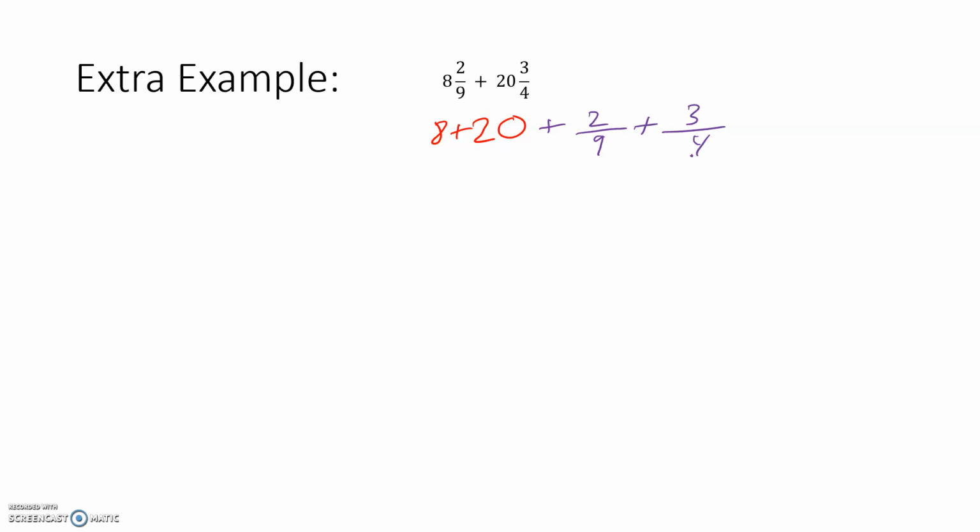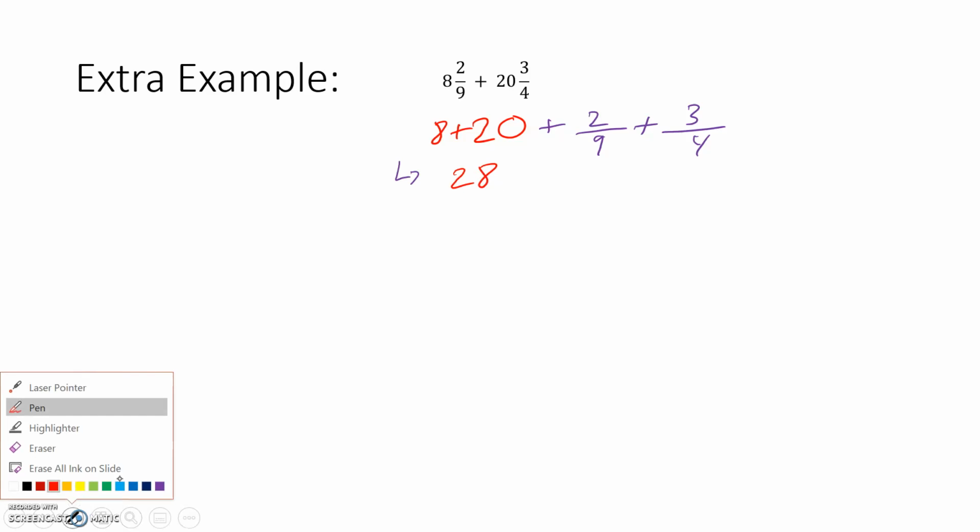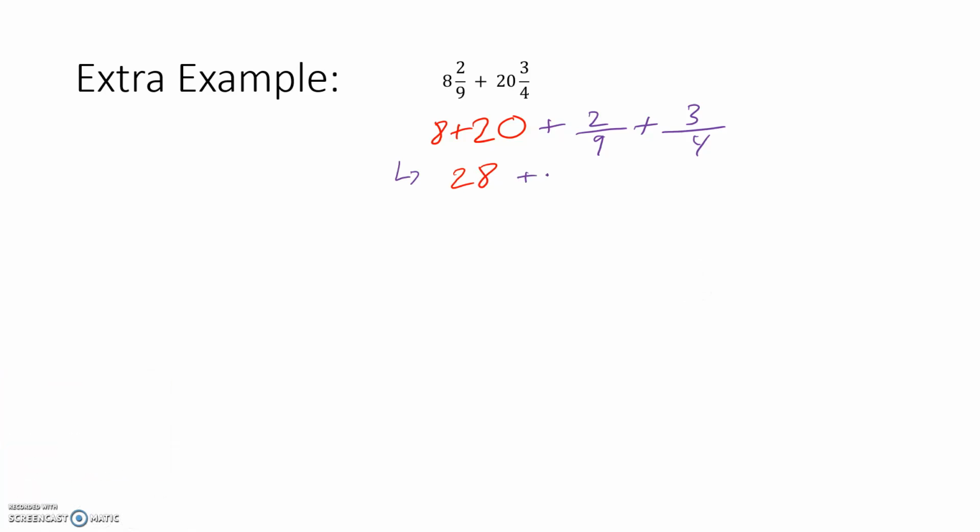All right, so I'm going to do this one a little bit different from last time. I'm going to go ahead and combine my two whole numbers. So I get 28 plus 2/9 plus 3/4. All right, so now, before I add these fractions, notice that my denominators are different.